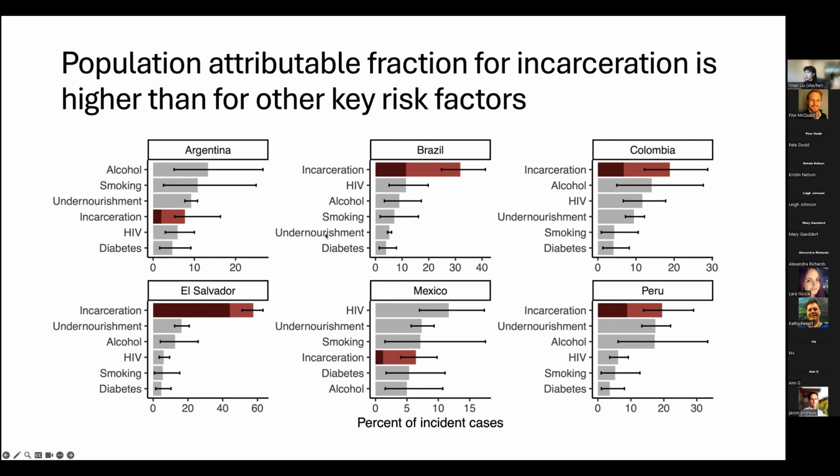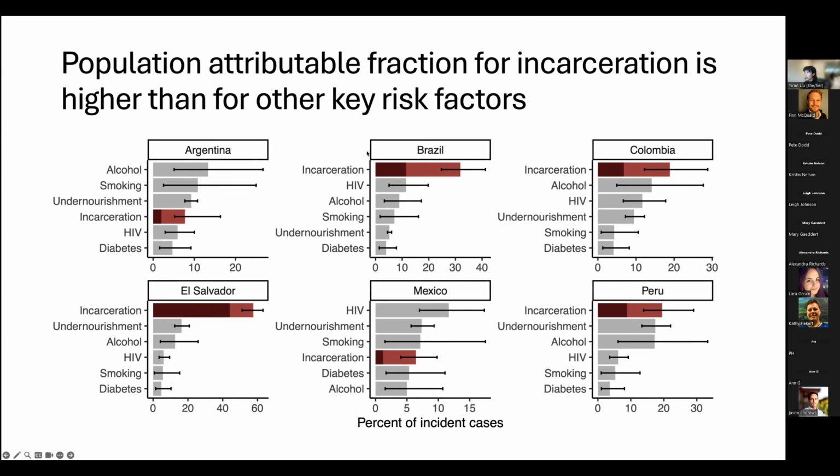We're putting them in context of the estimates for the population attributable fractions for other key risk factors that are routinely tracked and surveilled by the WHO. These other estimates come from the WHO Global TB report. And you can see that our estimates of the PAF for incarceration, in many countries exceed, or at least are commensurate with the PAFs for all other major risk factors that currently have received far greater attention than incarceration.